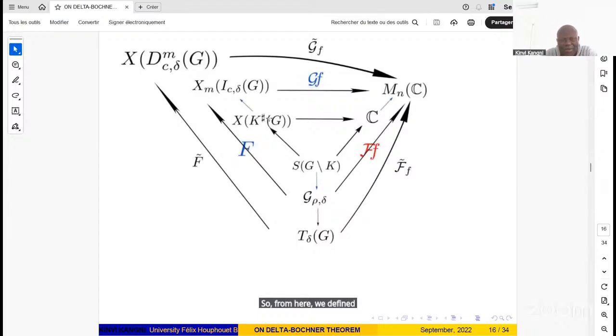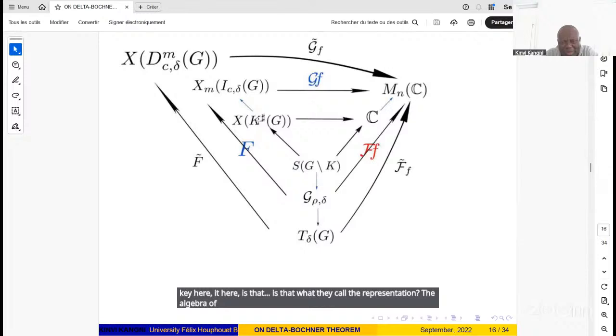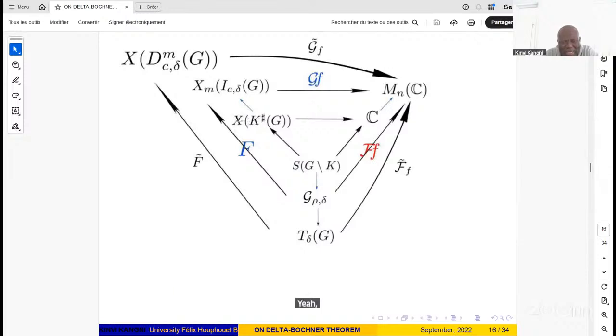this diagram. The key here is the representation, the algebra of bivariant functions. Here is a space of characters of this algebra. From here, we compute what we call the Gelfand transformation, which maps the characters of your algebra, which is commutative, into C. But if you put delta, an element of the unitary dual of K, you construct another algebra, which is an extension of this kind of algebra.